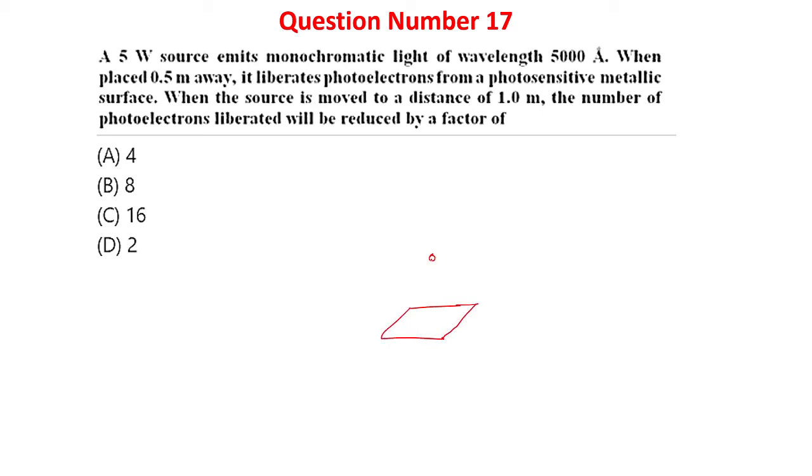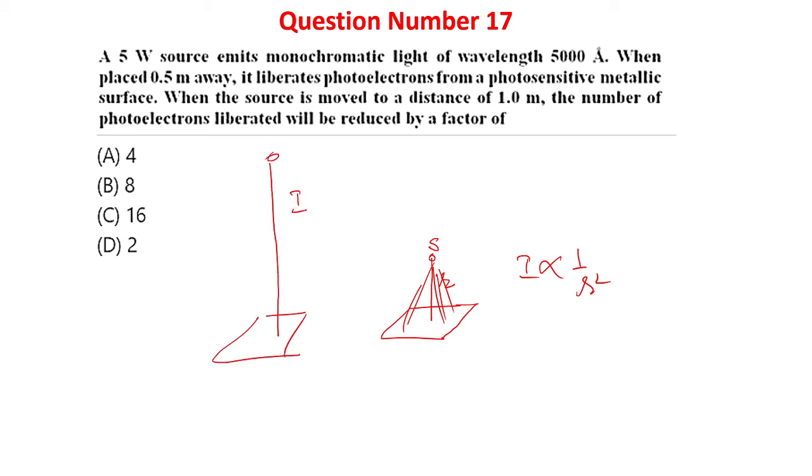if a photosensitive surface is placed at a distance r from a source of light, the intensity of light falling is inversely proportional to r square. So if we make this distance 1 meter, that is, the distance is made double, the intensity would be inversely proportional to 4r square. So we have got a factor of 1 by 4. Photoelectrons emitted are proportional to the intensity of light, so they would get reduced by a factor of 4. So choice A is the correct choice.